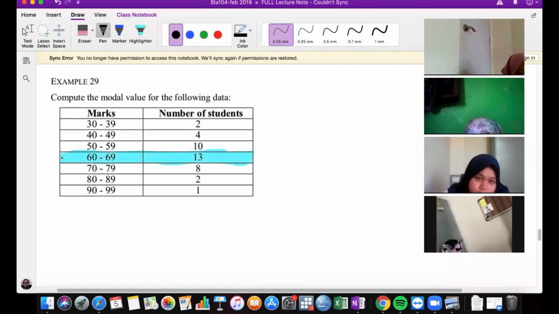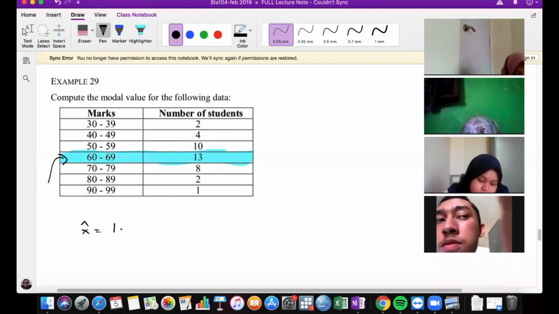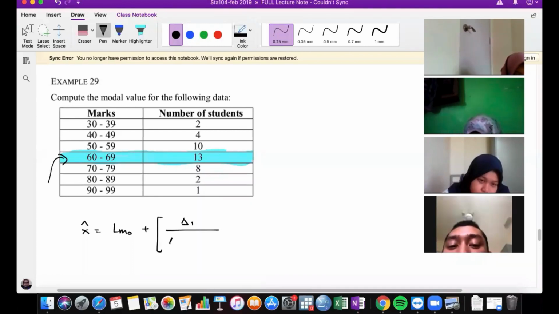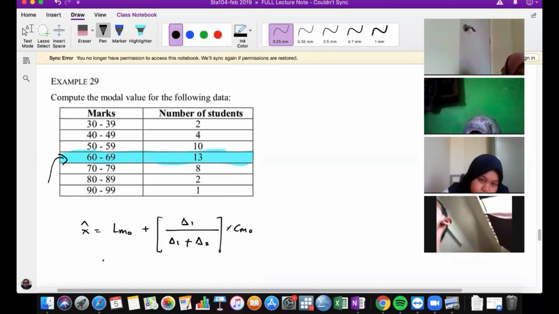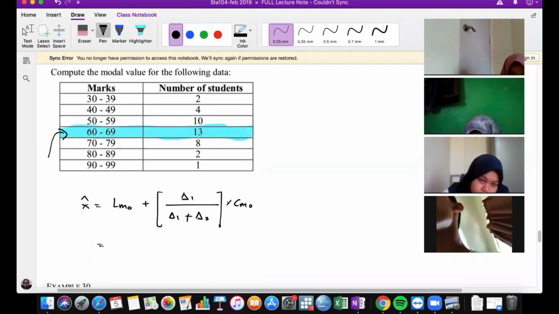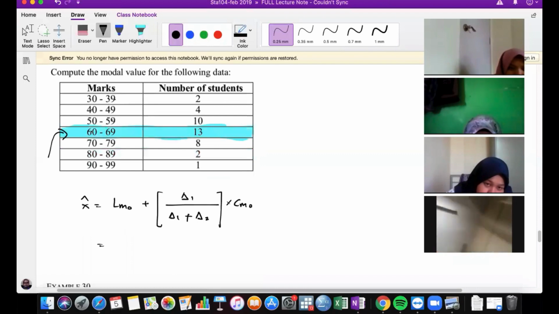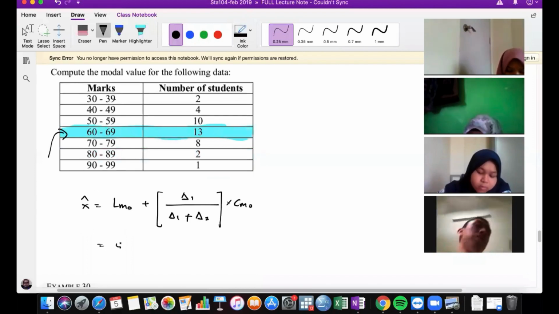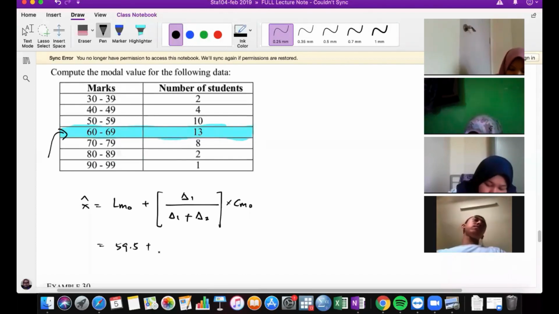Since your data has a class size, we need to employ this formula: lower class boundary of the modal class plus theta 1 divided by theta 1 plus theta 2, multiplied by the class size of the modal class. Now, the lower class boundary of the modal class is (60 + 59) divided by 2, because this is not a class boundary, this is a class limit. So you need to find the class boundary. The class boundary is (60 + 59) divided by 2, which equals 59.5.